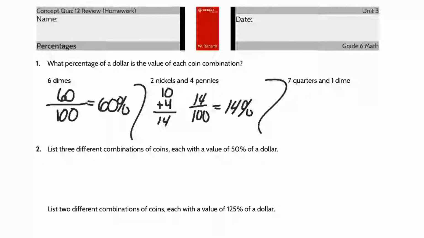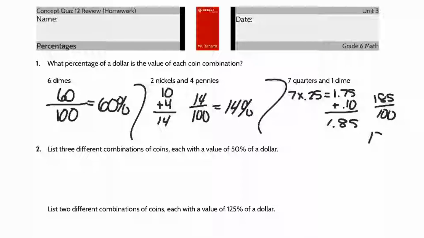Then, 7 quarters and 1 dime. Well, 7 quarters, that's worth $1.75, plus our dime is $1.85. And now that's still going to go out of 100, which means it's 185%.